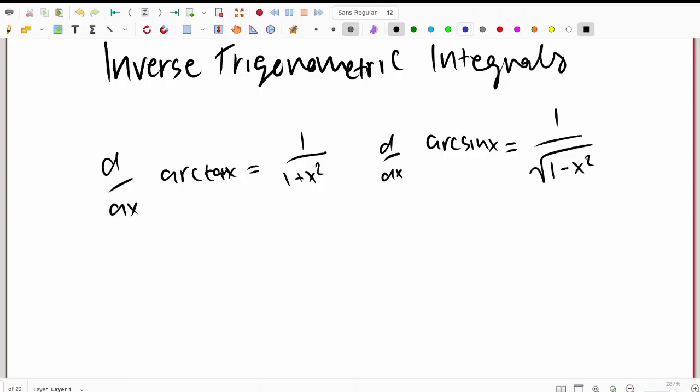Now, I could also include arccos, but if this was cos, then this would simply be negative, and so you typically don't use it. And that means when we have to take the integral of functions that look like this, we can rely on our inverse trigonometric functions to give us the antiderivative. Let's look at some problems.